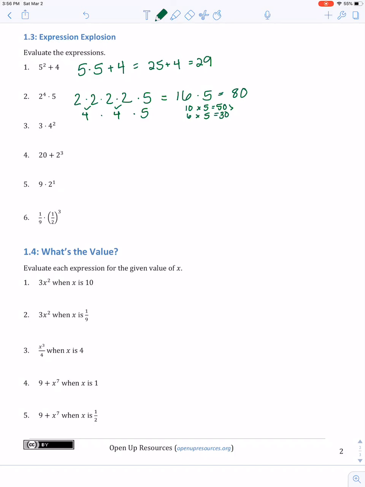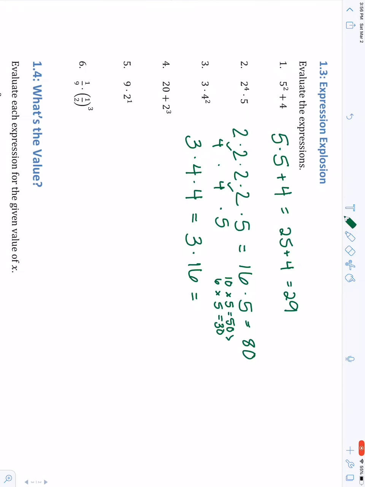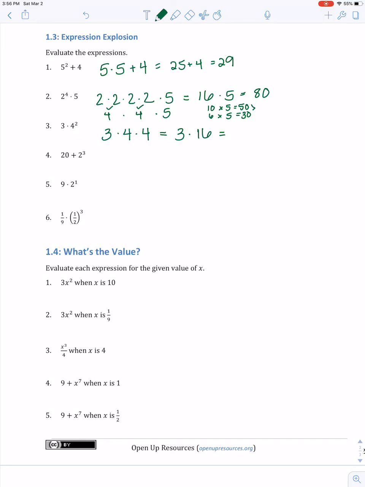Now, for the next one, we have 3 times 4 squared. So I'm going to write this out again in expanded form. And I know that 4 times 4 is 16. And 3 times 16, again, I'm going to break this down. 3 times 10 is 30. 3 times 6 is 18. So I know that this together would be 48. So far we have 29, 80, 48, and let's keep going.